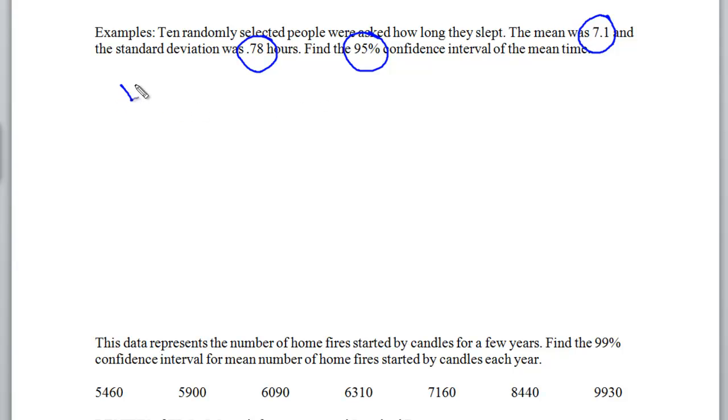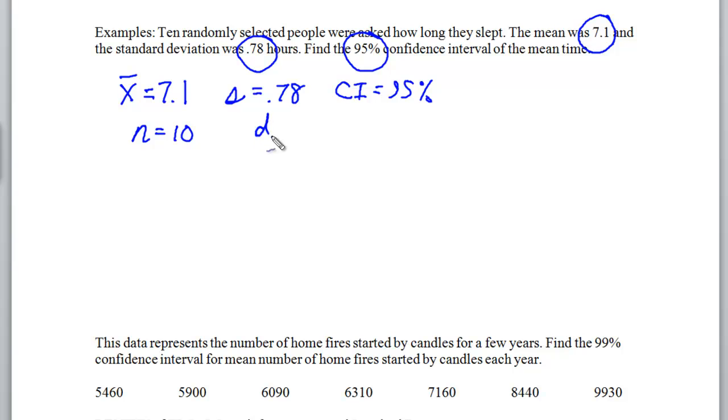So our sample mean was 7.1. Our standard deviation from our sample was 0.78. Our confidence interval, which we will go to our table and find for 95%, I'm going to leave some space here for that. Our sample size is 10, and our degree of freedom is 9. Now what I'm going to do is go to my table on page 786. I am going to scroll down to 9 on my left-hand side column and scroll over to 95%.